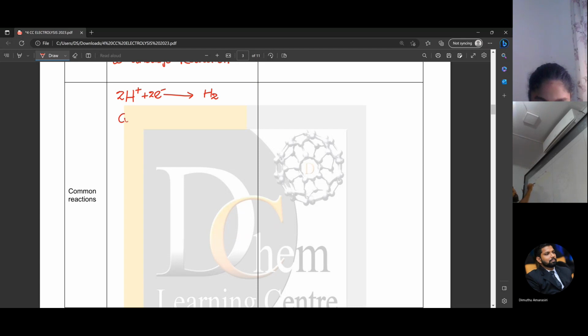Copper 2 plus will gain 2 electrons and become what? Now it's a metal. You don't have to write copper 2 or anything, just copper. What's the next most common reaction you have written in electrolysis?